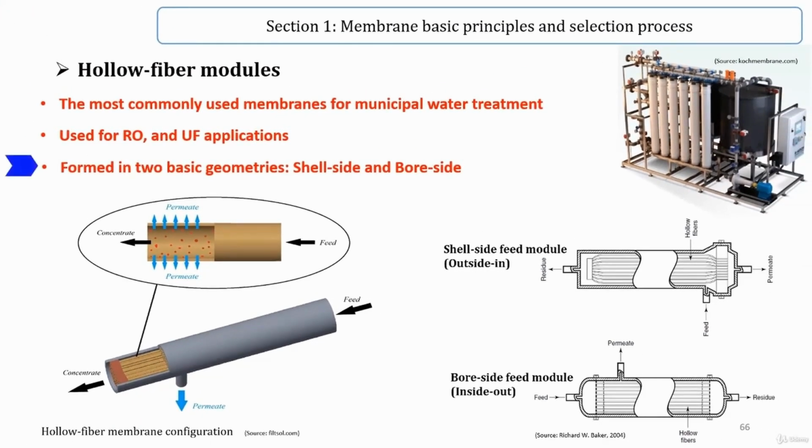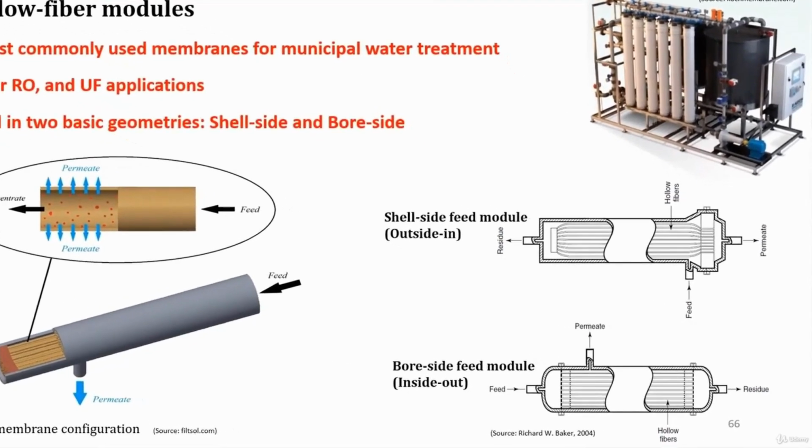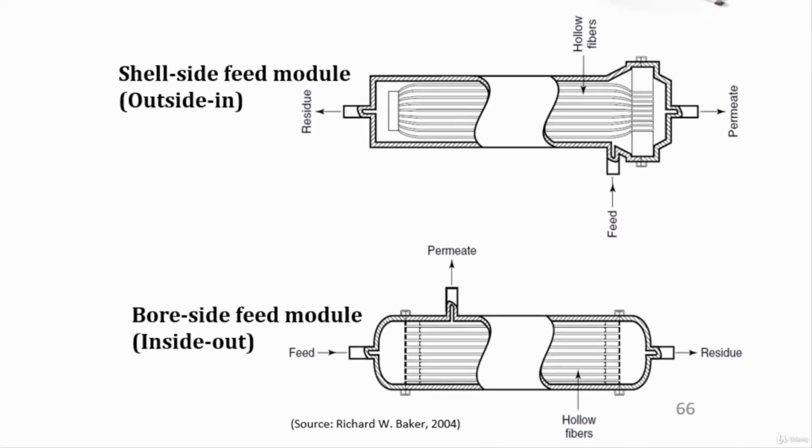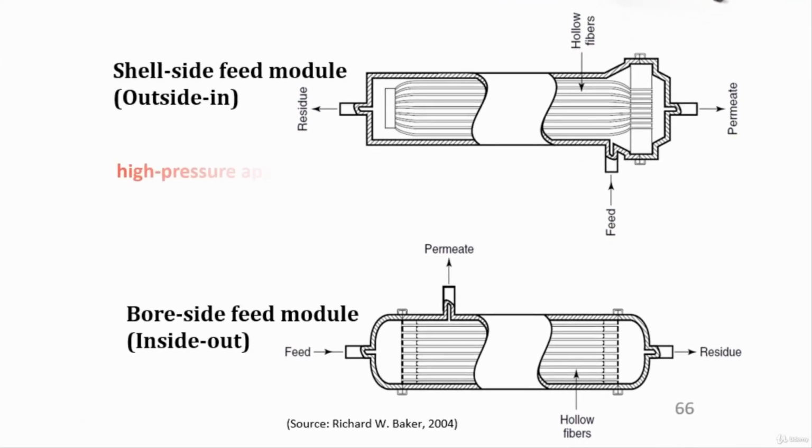Hollow fiber membrane modules are formed in two basic geometries, as you can see in this figure: shell side and bore side feed modules. Shell side feed modules are generally used for high pressure applications up to 70 bar. The flow regime is from outside of the fiber, or shell side, through the pores in the membrane wall to the lumen side.